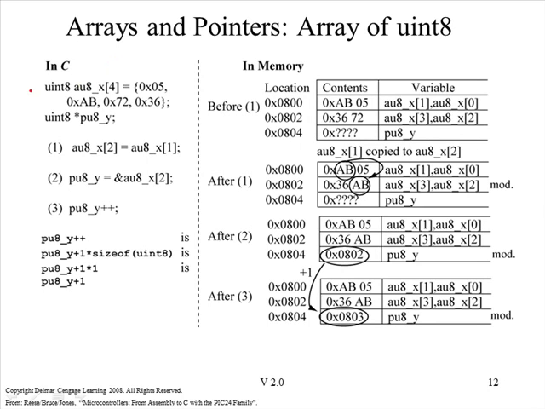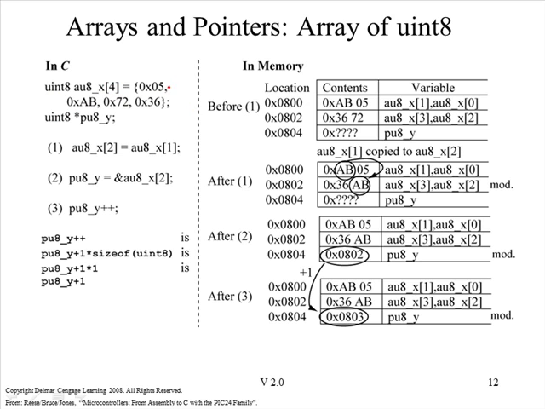Let's look at arrays in C. This statement right here declares a 4-element array of unsigned 8-bit data with the array initialized to these values. The next C line declares a pointer to unsigned 8-bit data.